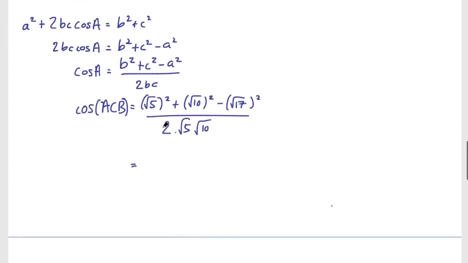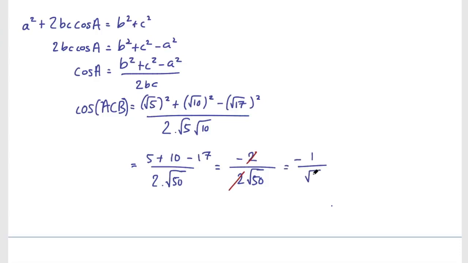So the square root of 5 squared is just 5. Same for 10, so this is going to be 5 plus 10 minus 17, all over 2 times the square root of 5 times the square root of 10. That's the same as the square root of 5 times 10, so this is going to be the square root of 50 on the bottom line. And so let's keep simplifying. 5 plus 10 is 15, minus 17, that's minus 2 on the top line, and 2 root 50 on the bottom line. Now I can cancel those 2s, so I end up with negative 1 over the square root of 50.